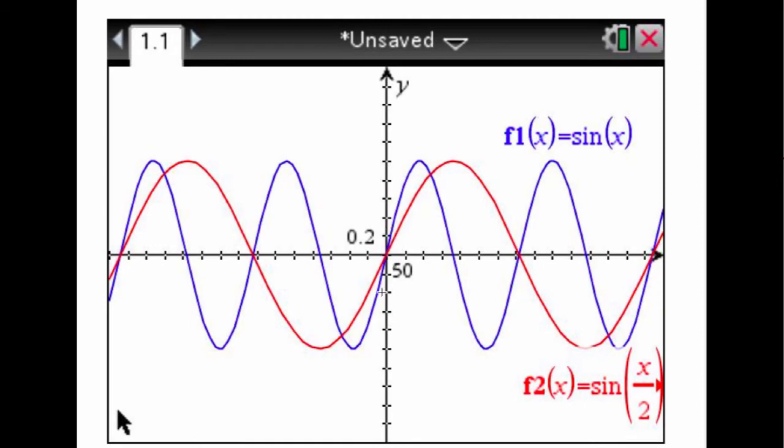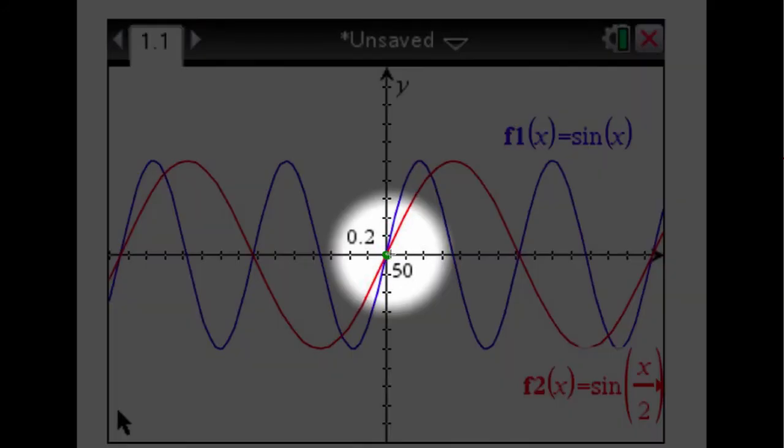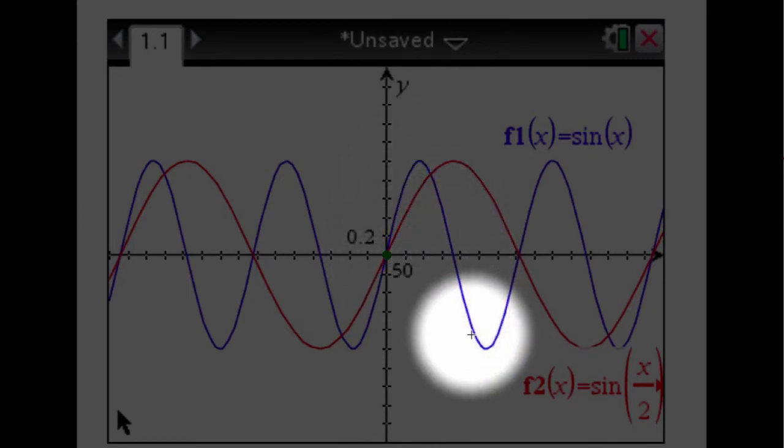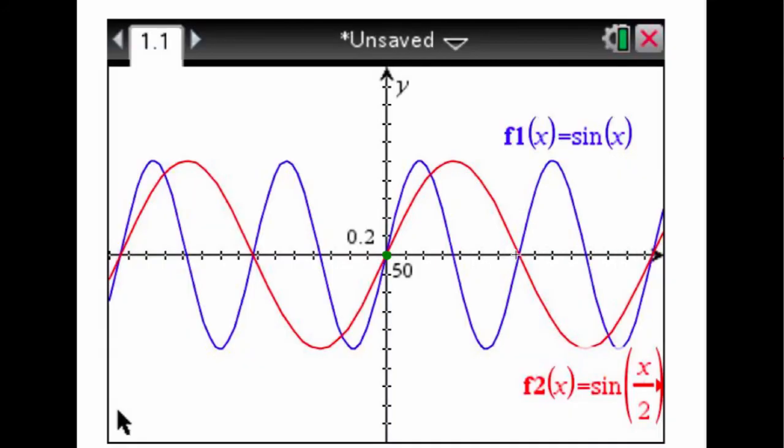If we take a closer look, let me focus on the sine function first. Here's our origin, 0, 0. How long does it take the sine function to complete one cycle? What's its period? Well, the blue curve goes up, down, and back up. When it gets to 0, that's one full cycle. That's the period of the sine function, and the period of the sine function is 2 pi.